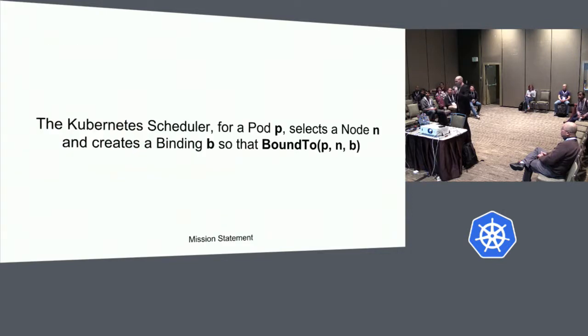So equipped with this knowledge, we may now formally describe the task of the scheduler as: the scheduler for a pod P selects a node N and creates a binding B so that the binding's name equals the pod's name, the binding's namespace equals the pod's namespace, and the binding's target name equals the node's name.